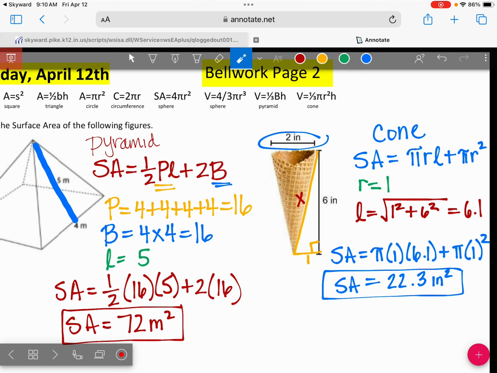Okay, so I'm actually going out of order in our notes. So we're going to skip towards the back of the packet. So in your pink packet, go all the way to page 13. So now we're going to talk about volume.